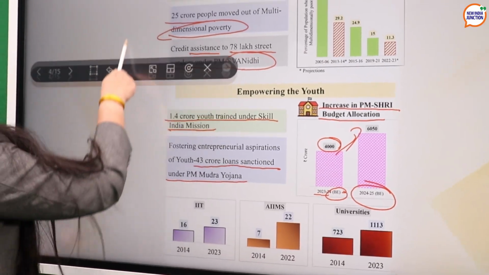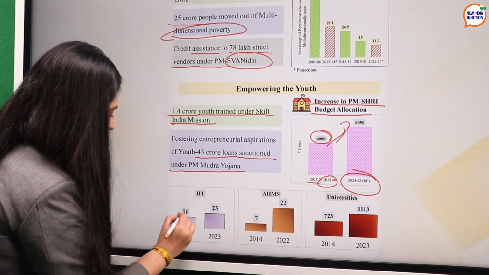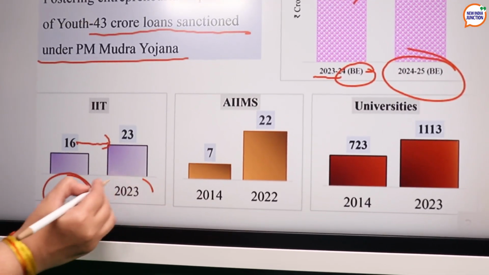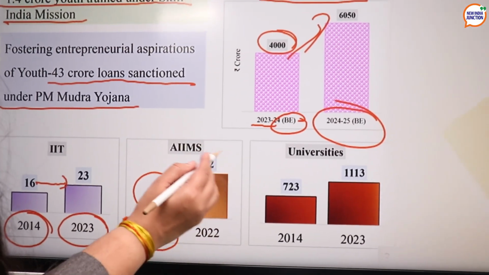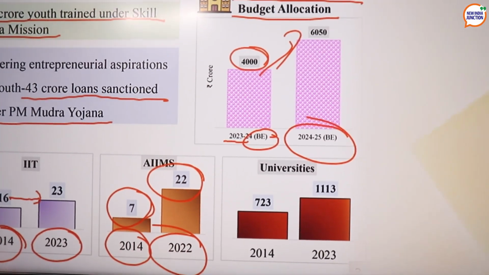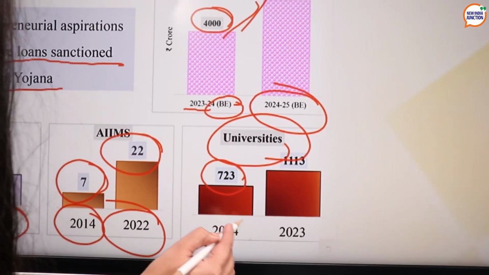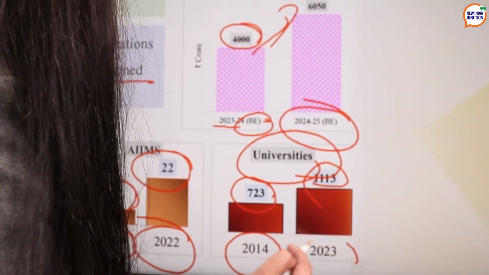Also, if we talk about the institutions, IITs have increased from 16 to 23, from 2014 to 2023. Then AIIMS, only 7 in 2014, now 22 in the year 2022. Also universities, 723 in 2014, which are now 1113 in 2023.